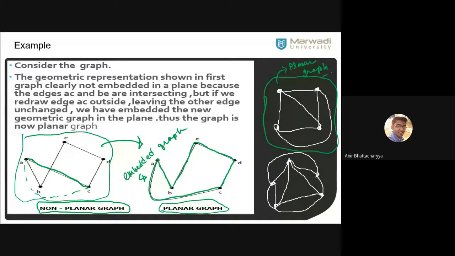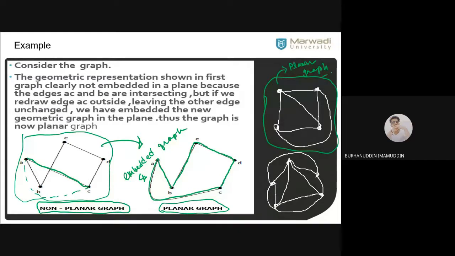So whenever a non-planar graph is given to you, first you have to check. Don't say initially this is non-planar. Edge crossover means non-planar? No. You have to check whether graph embedding is possible or not. If graph embedding is possible, then it is a planar graph. If graph embedding is not possible, then it is a non-planar graph.